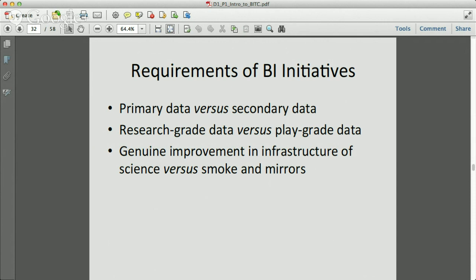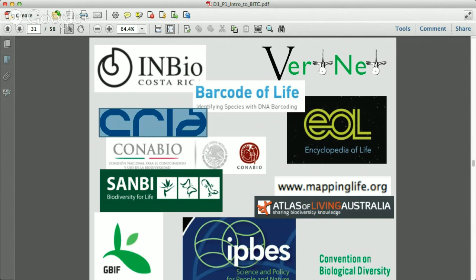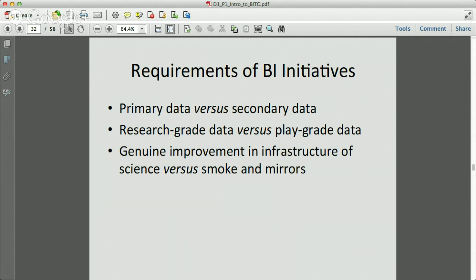And when we develop a new initiative, when we add another element to this alphabet soup of initiatives, we have to make sure that those new initiatives are genuine improvements in the infrastructure of science and not just what we might call smoke and mirrors, illusions that look pretty and look interesting but don't really make a major difference.